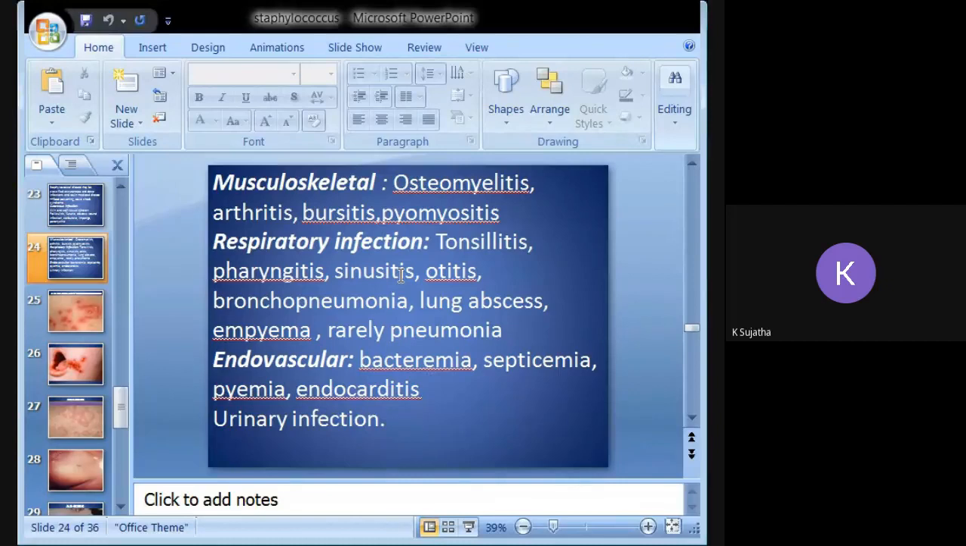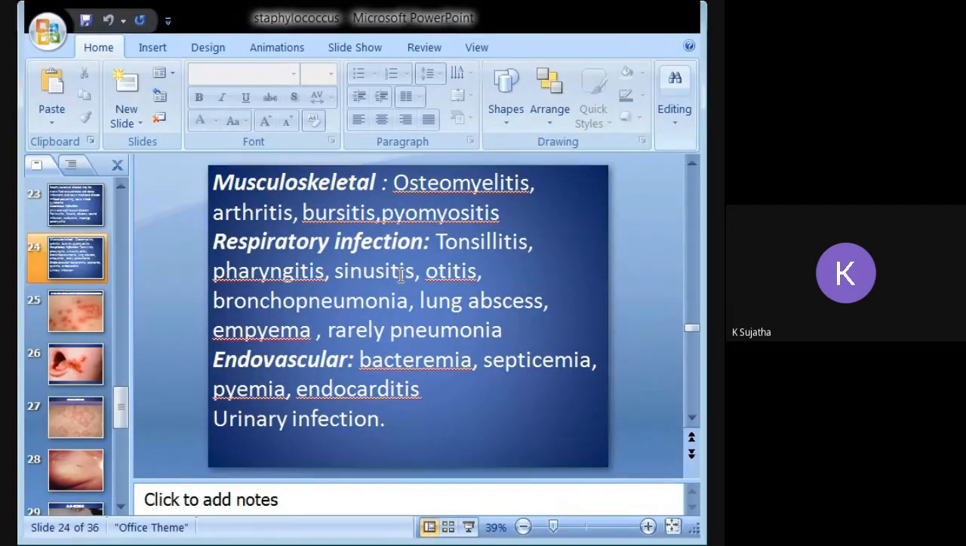Next, this bacteria causes food poisoning. In food poisoning, this bacteria is present in our small intestines and large intestines also. So another specimen is feces. Next, another specimen is vomiting. So these are all the specimens.